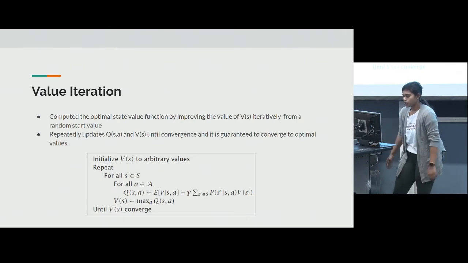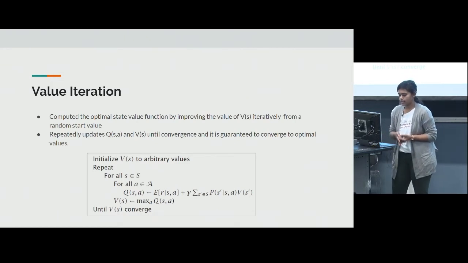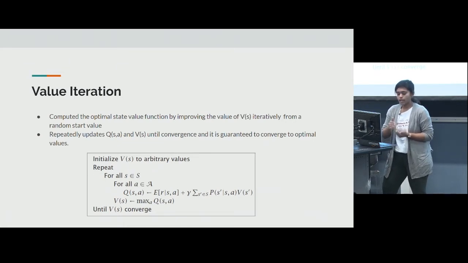So yeah. Value iteration is basically trying to compute the optimal state value function by improving the value of V of s iteratively from a given random start value. And what we do is we repeatedly update the values of Q of s,a and V of s until convergence is found. And value iteration is guaranteed to converge to optimal values.